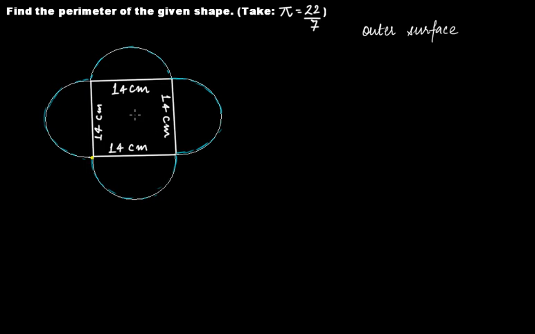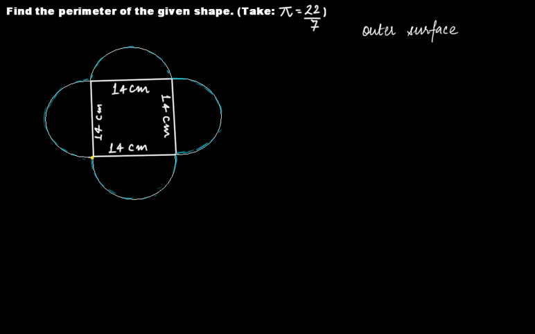Now, what will be the perimeter in this case? Perimeter in this case will be the circumference of this semicircle plus circumference of this semicircle plus circumference of this semicircle plus circumference of this semicircle. Clearly, all the circumferences are actually equal. And why? Because this diameter in this case is actually what? 14 centimeter. Why? Because each semicircle has been drawn on each side of the square, and since all the sides of a square are equal, this is the diameter of this semicircle, right? So all the circumferences of these semicircles are equal.